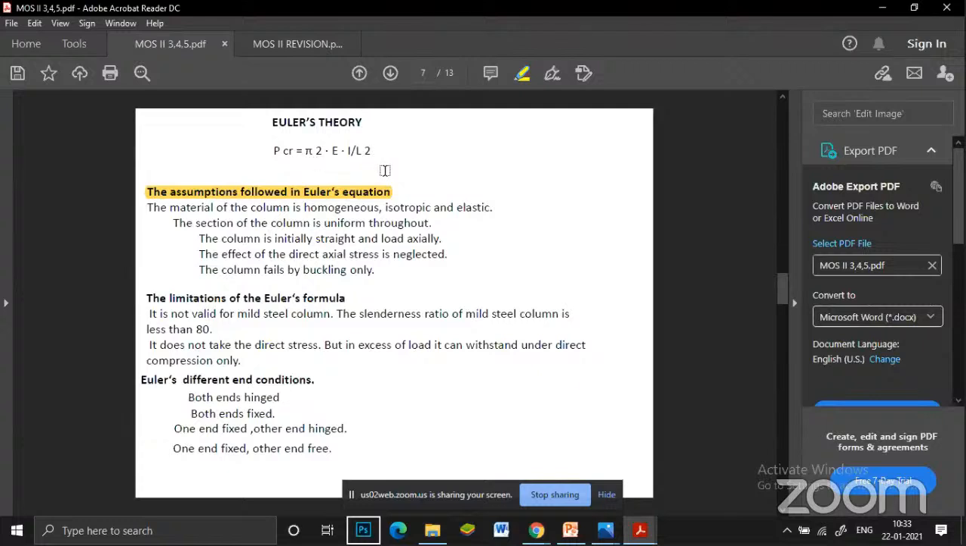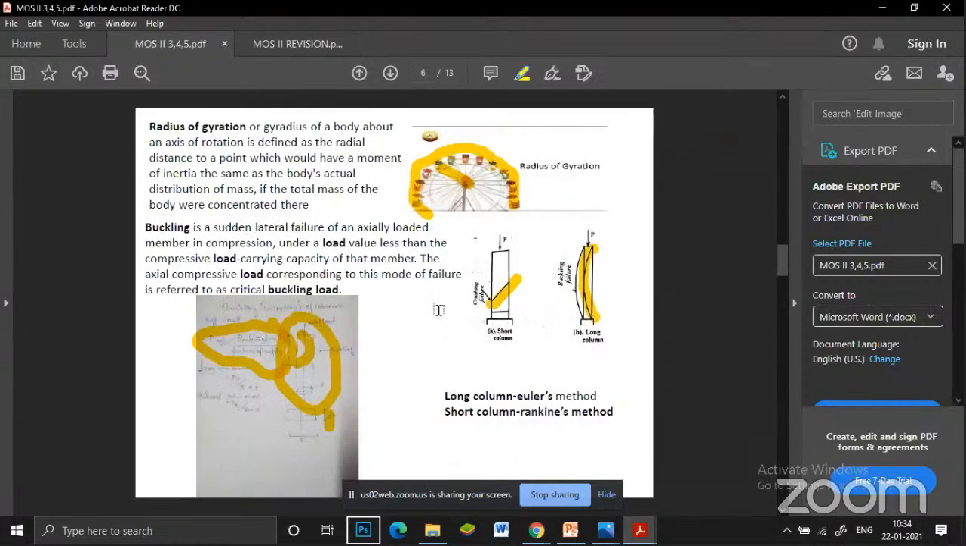Then the assumptions followed in Euler's equations: homogeneous or isotropic, and elastic, and the section of the column is uniform throughout. When we take a section, when it is buckled, it is uniform throughout the column. Then only axial load, that is straight. I have shown you here: only axial load at the center in the case of a long column.